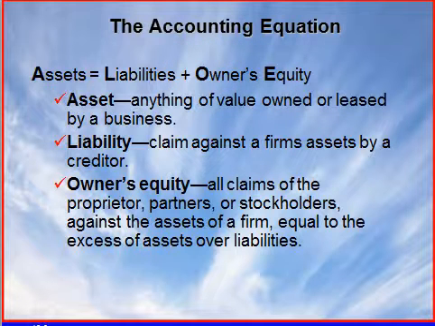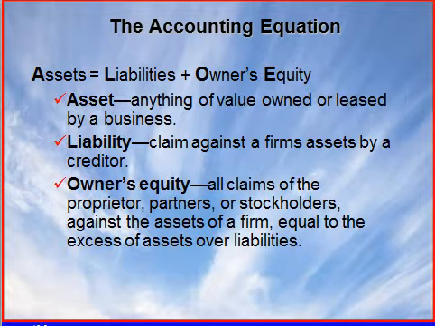Assets are anything of value owned or leased by a business. Liabilities are any claims against a firm's assets by a creditor. Owner's equity are all the claims of the proprietor, partners, or stockholders against the assets of the firm, equal to the excess of assets over liabilities. As we'll see in a few slides, the balance sheet follows the accounting equation.